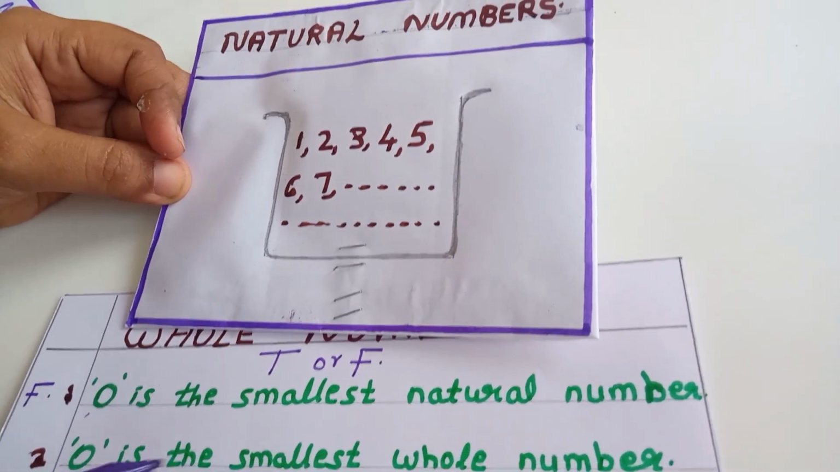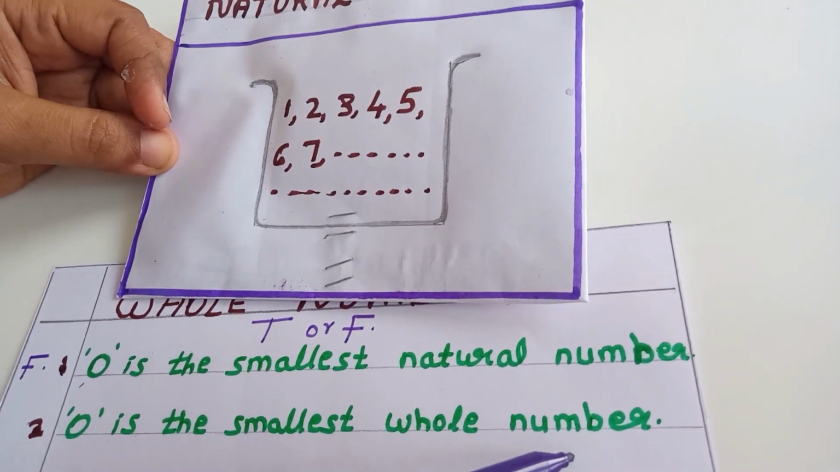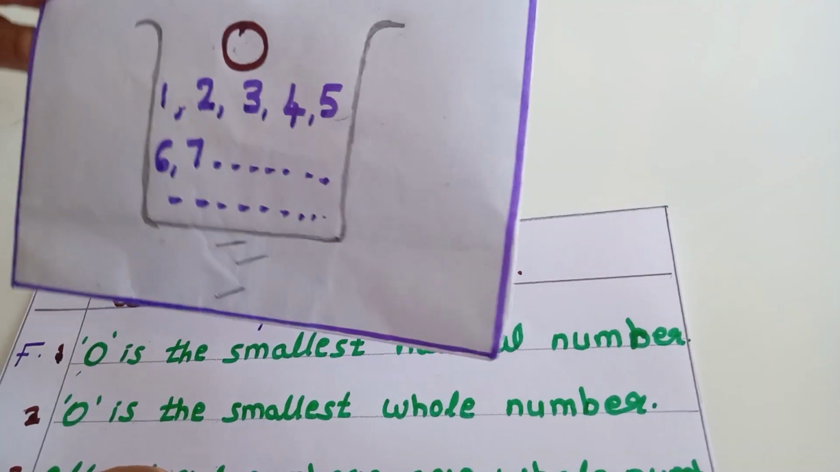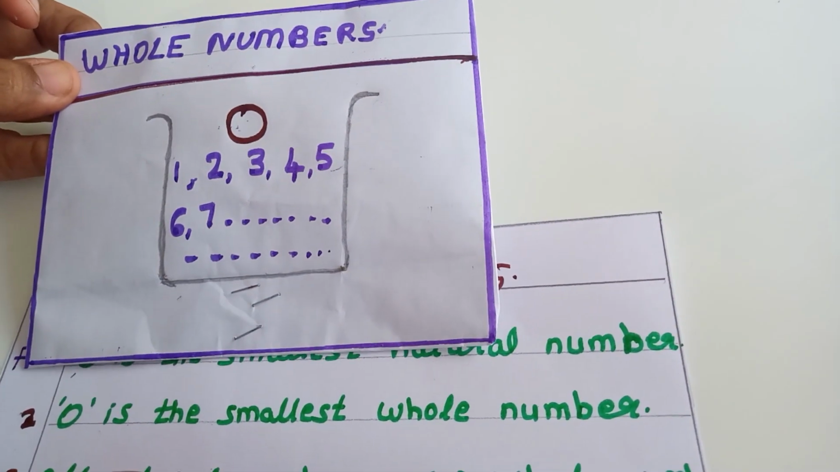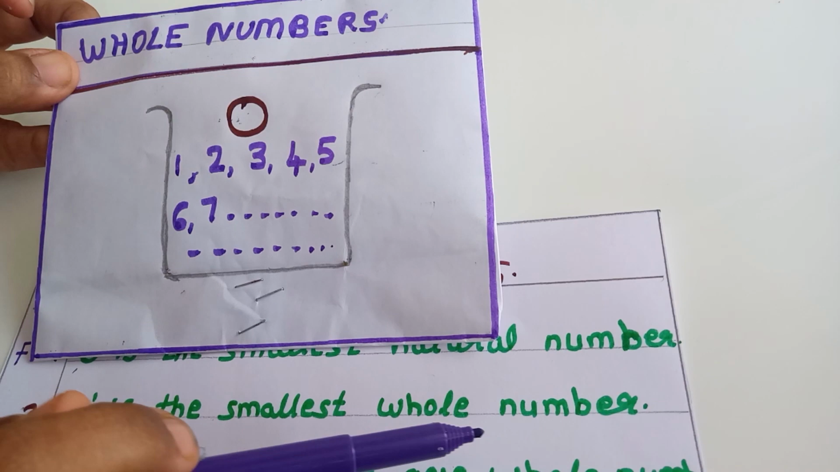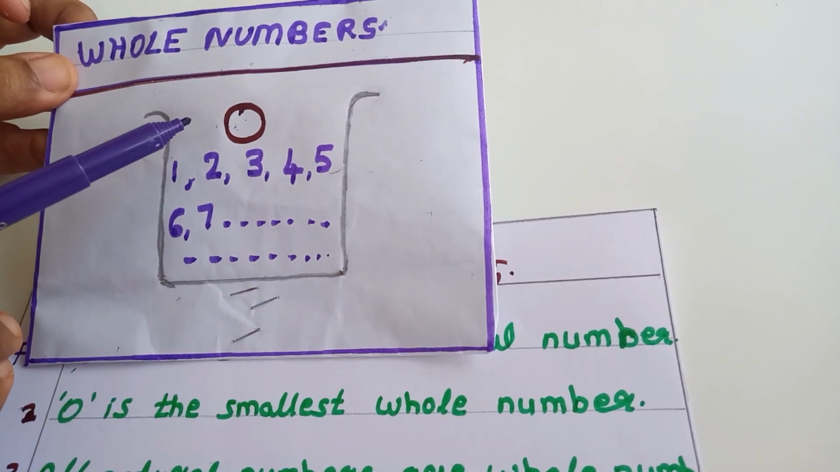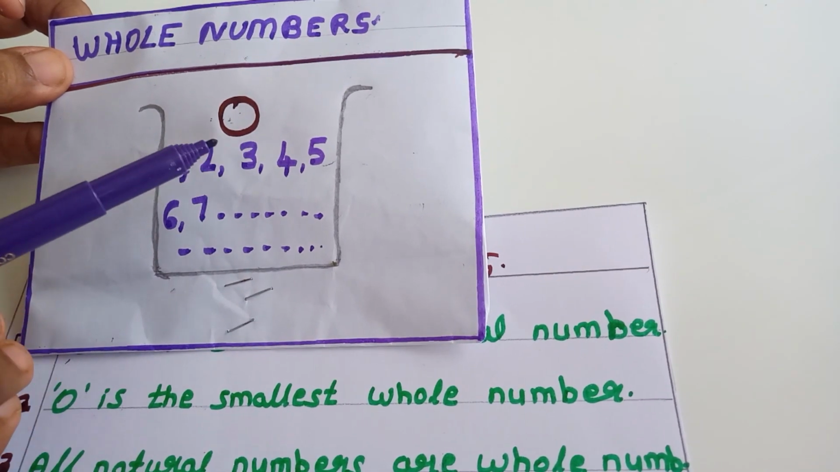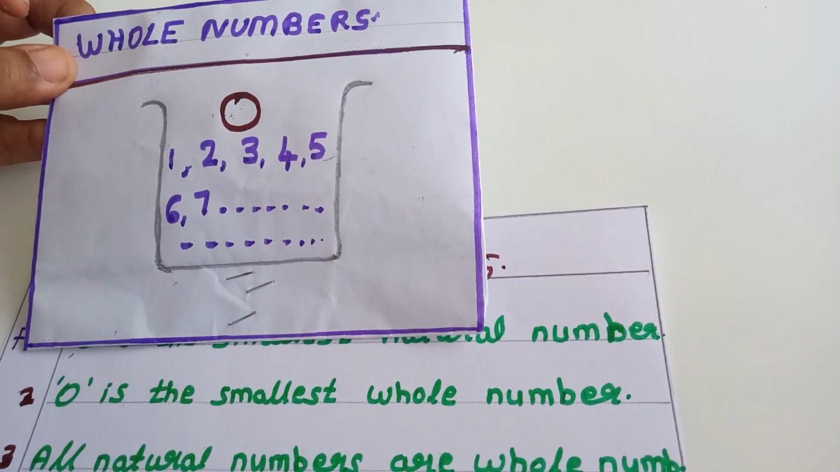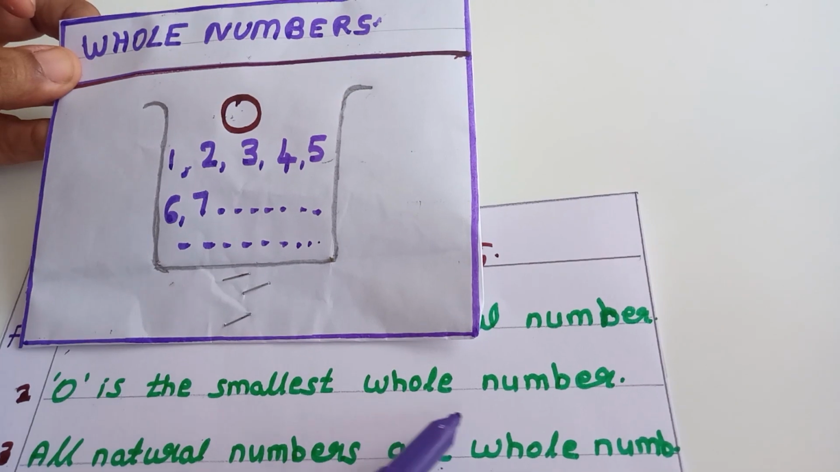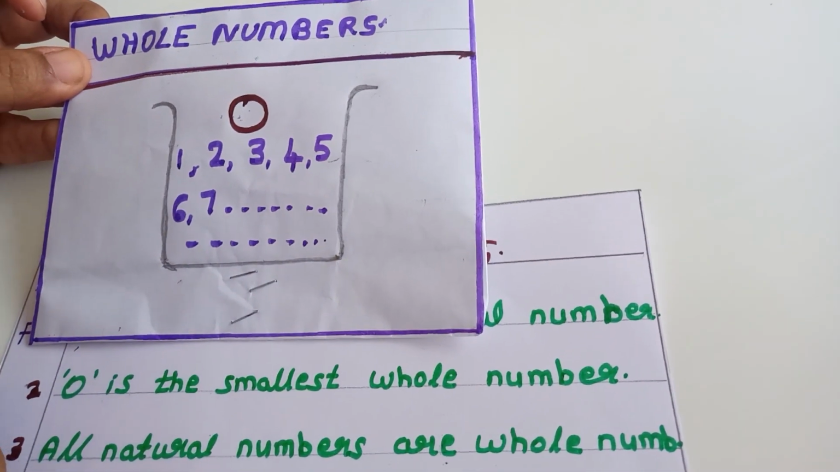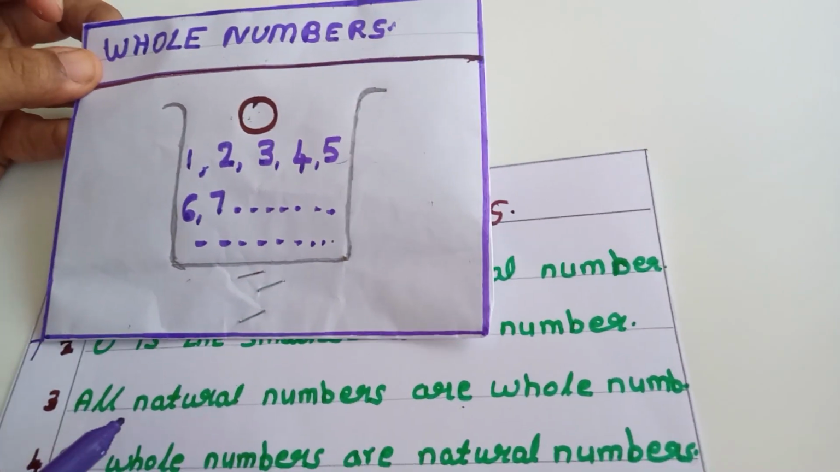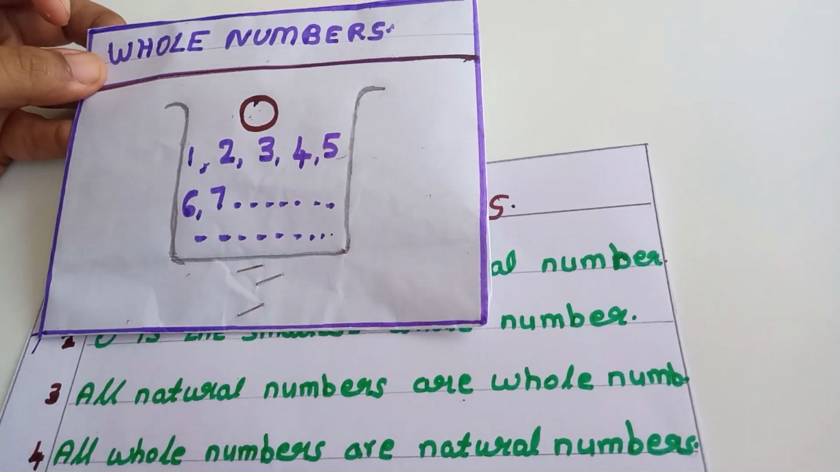Next one, 0 is the smallest whole number. So I am taking the basket of whole numbers. And here you can see 0. So we can say that all the other numbers are greater than 0. So we can say that 0 is the smallest whole number. So this is true.